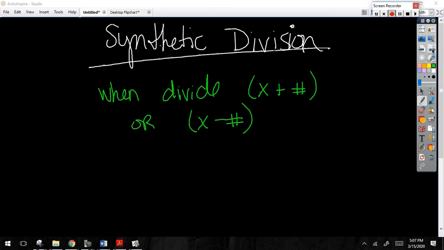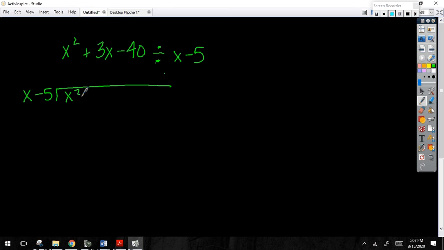All right, so let me show you an example. If you look back at your notes from the previous lesson, we did this. We did x squared plus 3x minus 40 divided by x minus 5. Y'all, I am sorry, I do not know what is going on with this pen tonight. When we divided this, it was a super easy one, and it did not have a remainder, so it's easy for me to show you real quick.